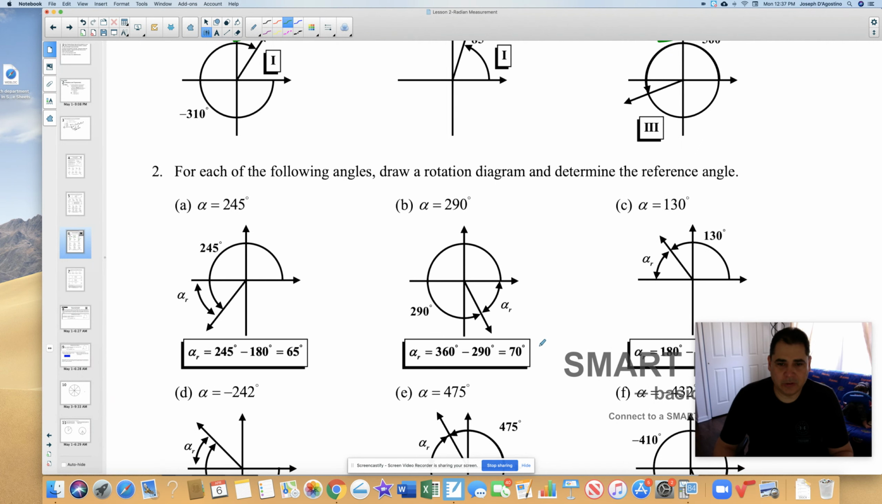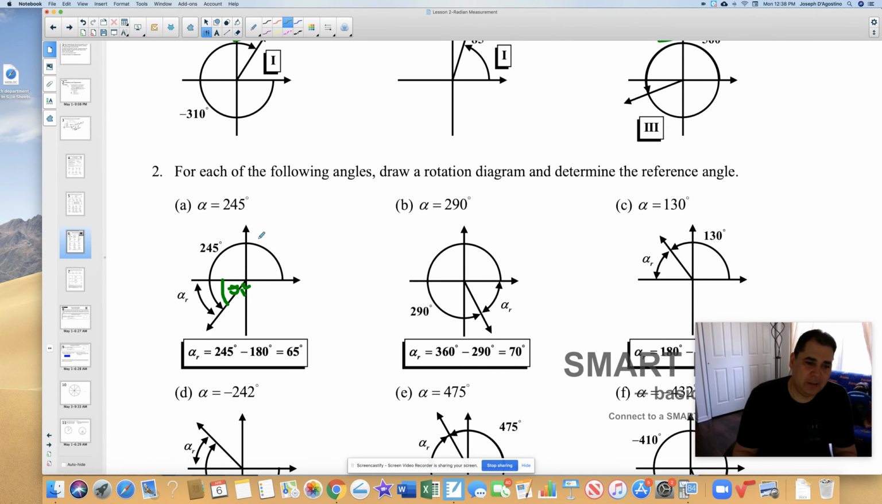For each of the following angles, draw a rotation diagram and determine the reference angle. All right, a reference angle is an angle that's between 0 and 90, basically a positive acute angle. And it always forms between the terminal side of the angle and the x-axis. So this is considered your reference angle.